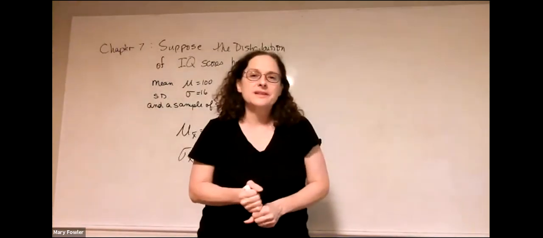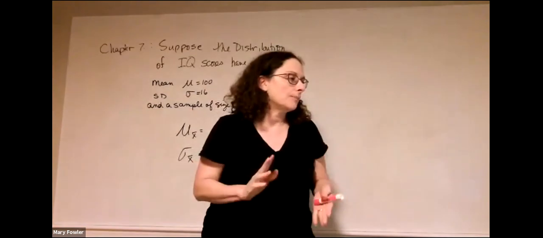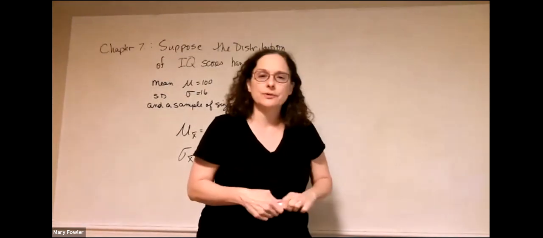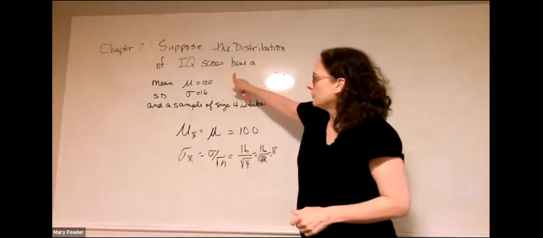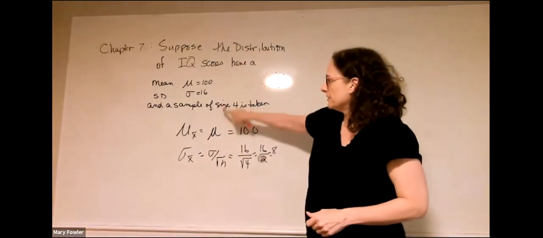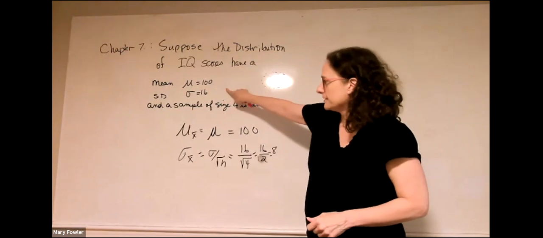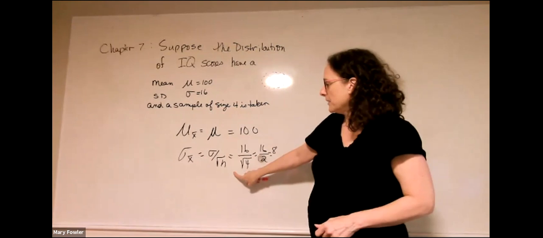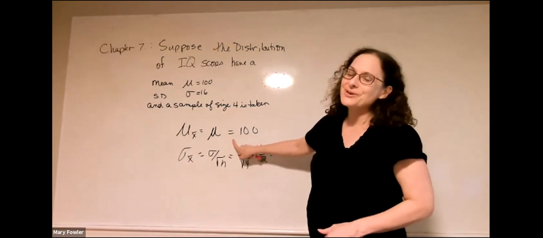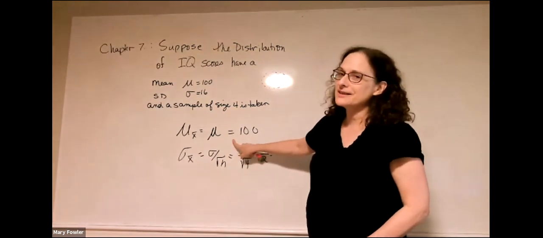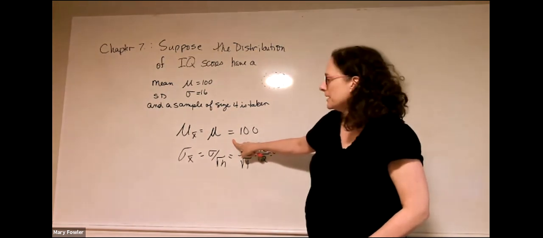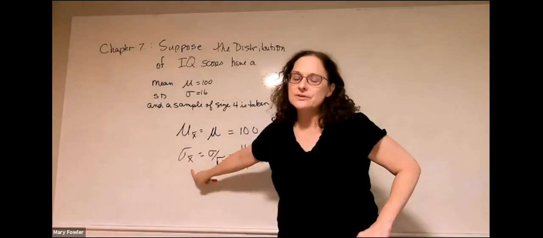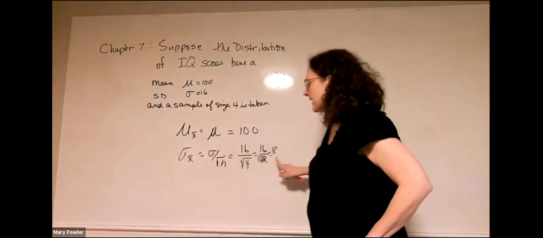Hi, so we're in chapter 7 and we're working on the exercise that we started in the previous video. We have the IQ scores with the mean 100 and the standard deviation of 16, and a sample of size 4. We determined that the mean of the distribution of the sample mean, mu sub x bar, is 100, and sigma sub x bar, the standard deviation of the distribution of the sample mean, is 8.